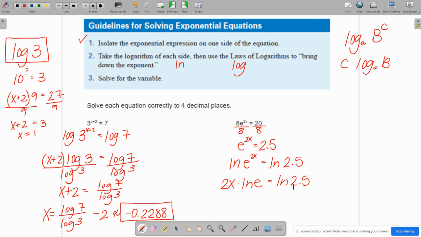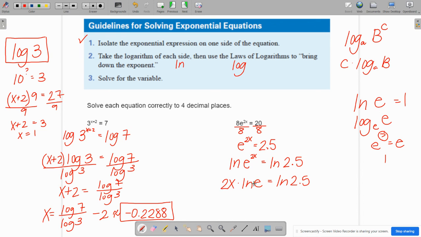Now over here, again, we want to isolate x. I will point out that the natural log of e, you're essentially saying log base e of e. So you're saying e to what power is e? Well, that's going to be a 1. So the natural log of e is just 1.